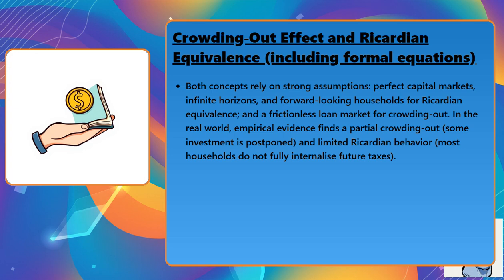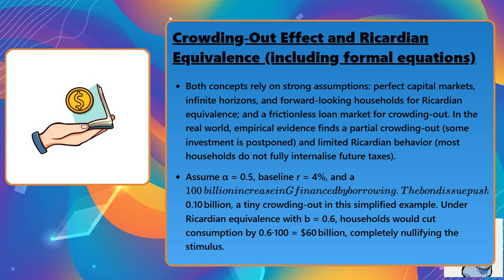In the real world, empirical evidence finds a partial crowding out. Some investment is postponed, and there is limited Ricardian behavior. Most households do not fully internalize future taxes. Assume alpha equals 0.5, baseline R equals 4%, and a $100 billion increase in G financed by borrowing. The bond issue pushes R up to 4.2%, delta R equals 0.2%. Investment falls by 0.5 times 0.2 equals $0.1 billion, a tiny crowding out in this simplified example.